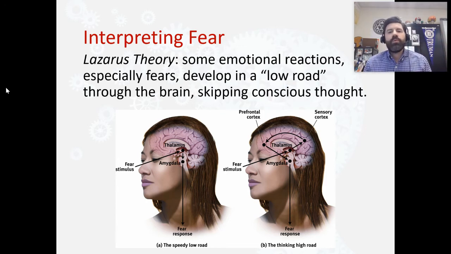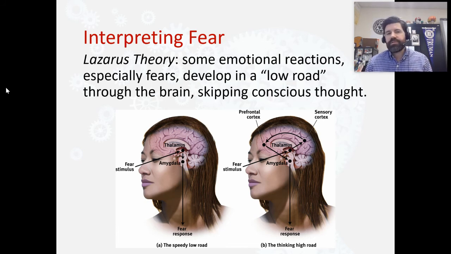If you are walking home late one night from work and it's dark outside, and all of a sudden a car jumps off of the road and is now on the sidewalk coming towards you, you are going to become frightened very, very quickly. And Lazarus would say that this type of fear, which happens very quickly, takes what's called a low road through the brain. That stimulus will enter into your brain. It'll go to your thalamus. Remember, thalamus is what directs information where to go. And that information will be sent immediately to the amygdala, interpreted as fear so that you can respond accordingly because you need to get out of the way right away.